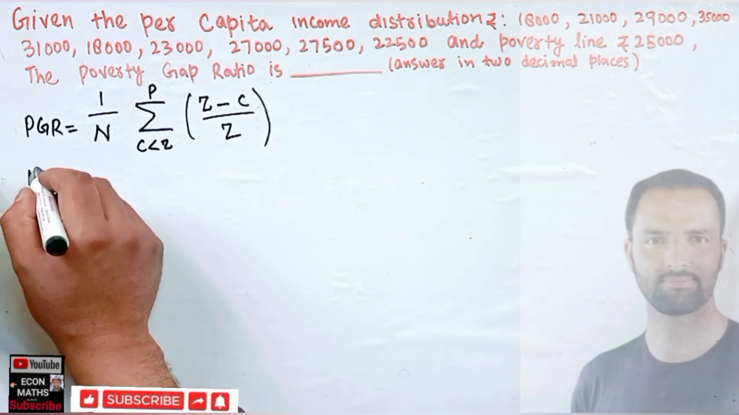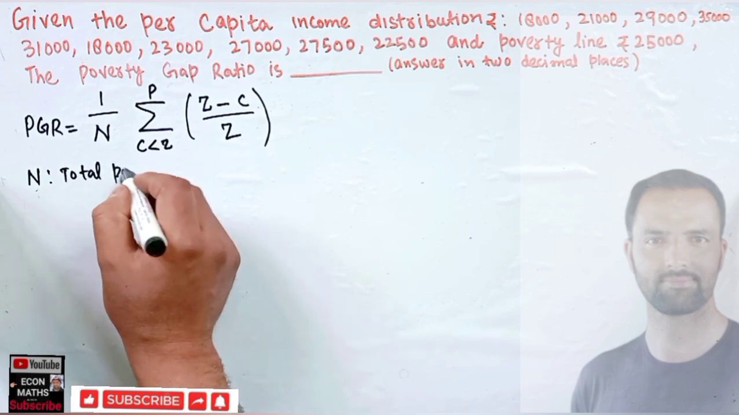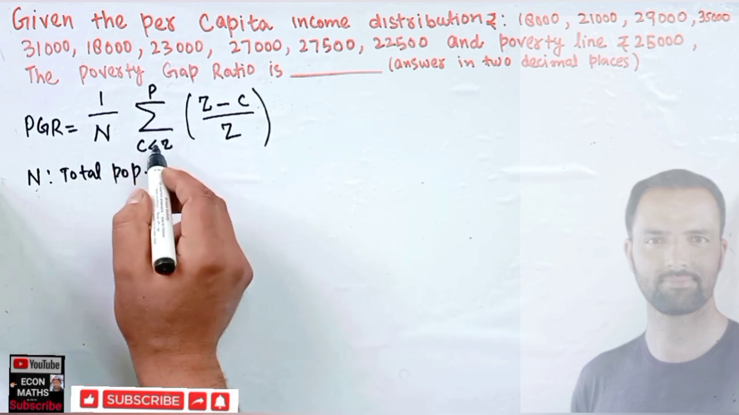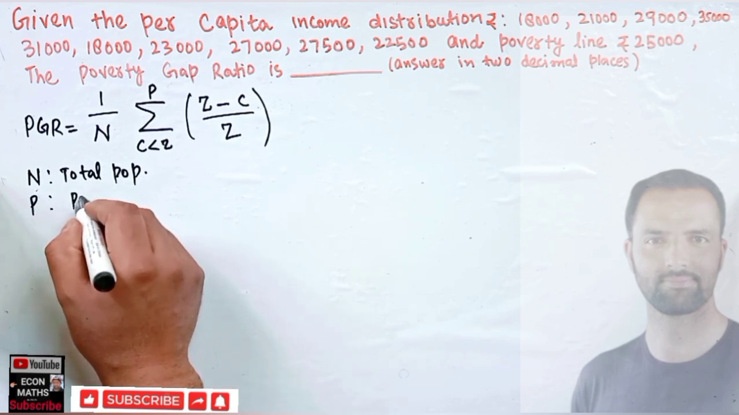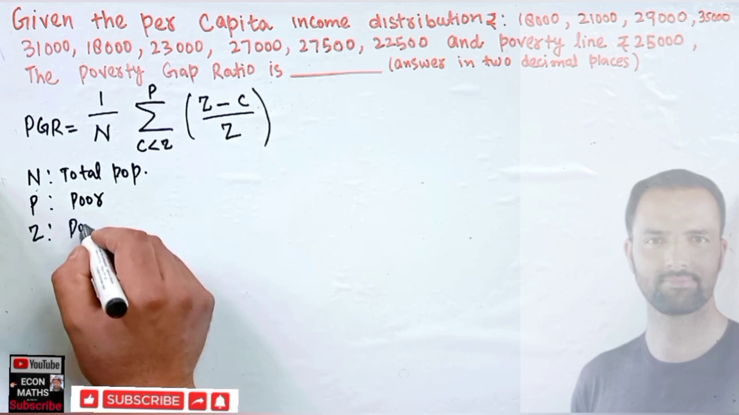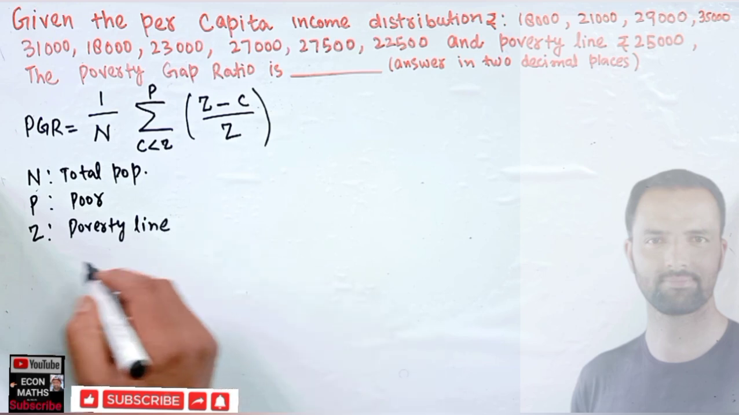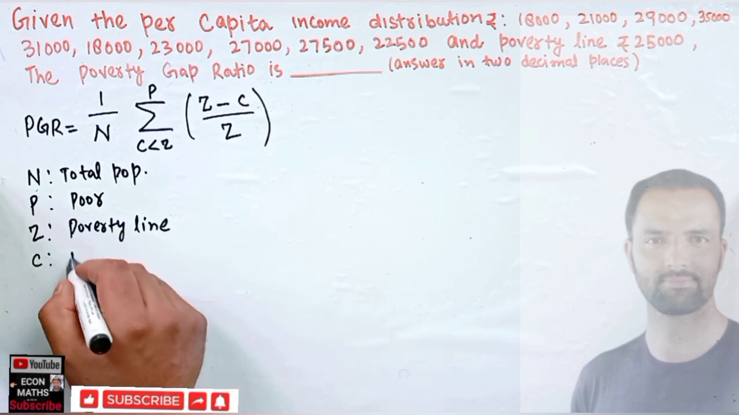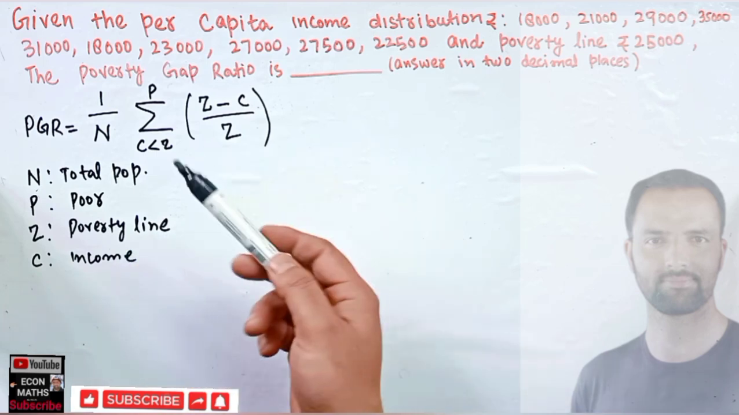What does this mean? N denotes the population, the total population. P denotes the number of poor. Z is our poverty line, and C denotes the income. Okay, now what does this mean?